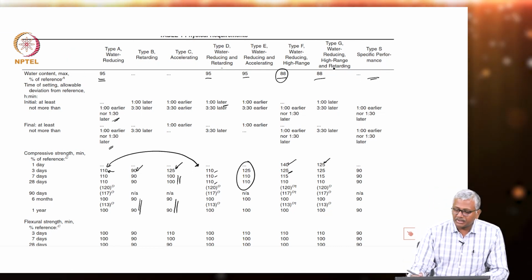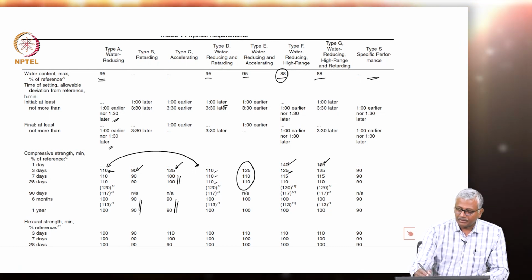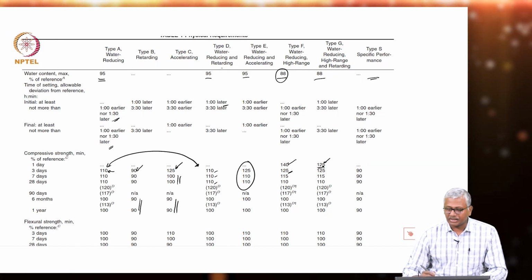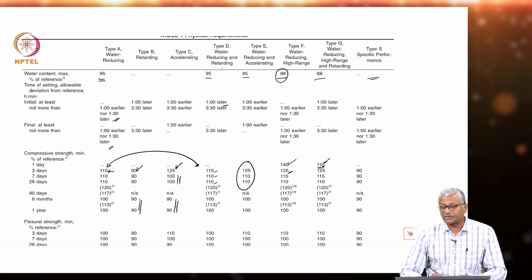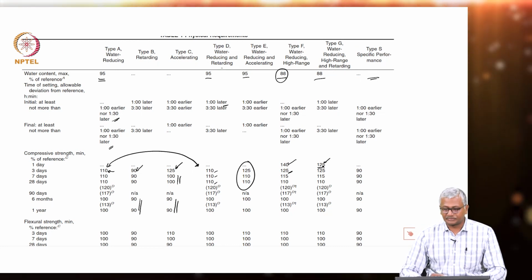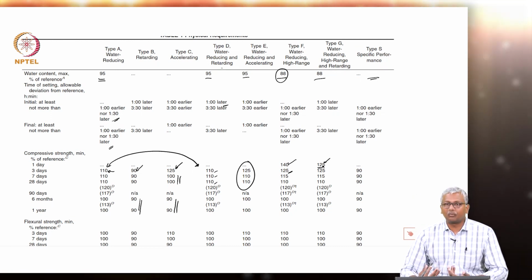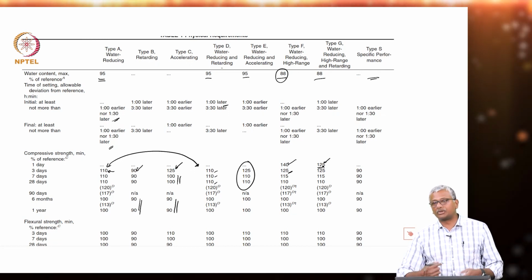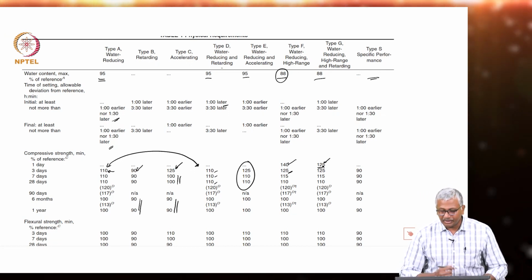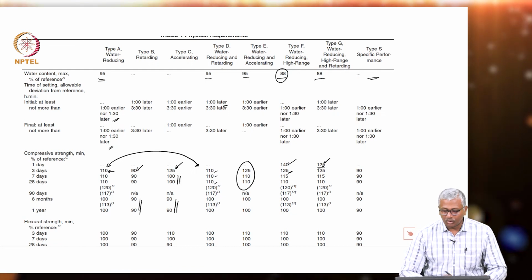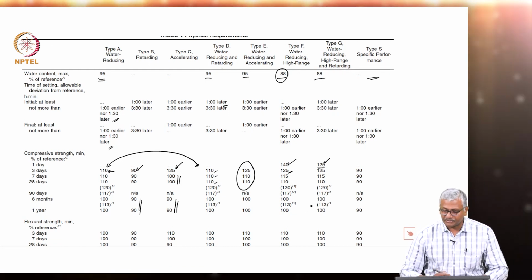Type G, water reducing, high range and retarding, your requirement for 1 day strength is not as stringent as type F, but you still need 25% higher strength. And that is obviously the water reducer, which is reducing water to a large extent, at least 12%, leading to that higher strength, but after that more or less it matches the type F requirement.